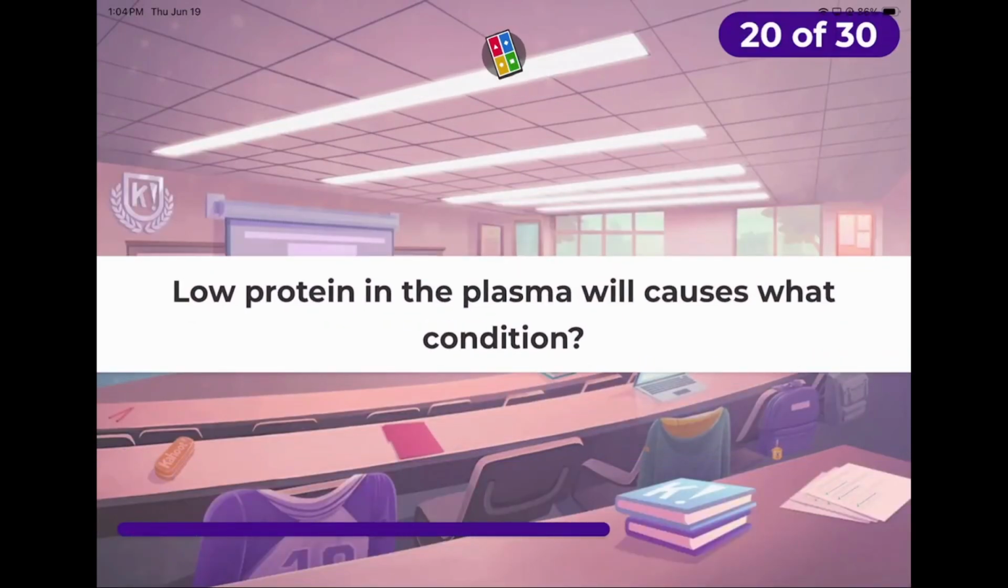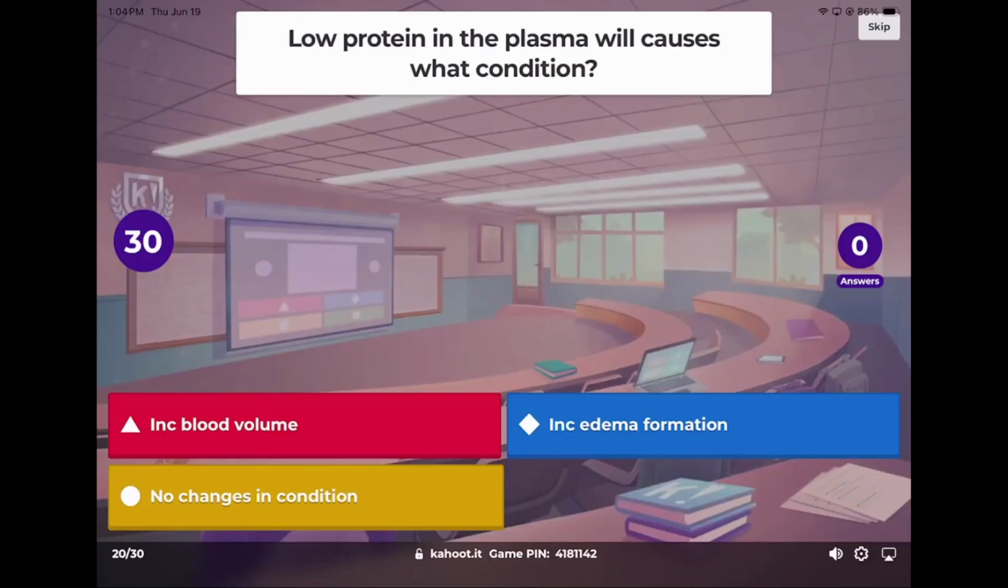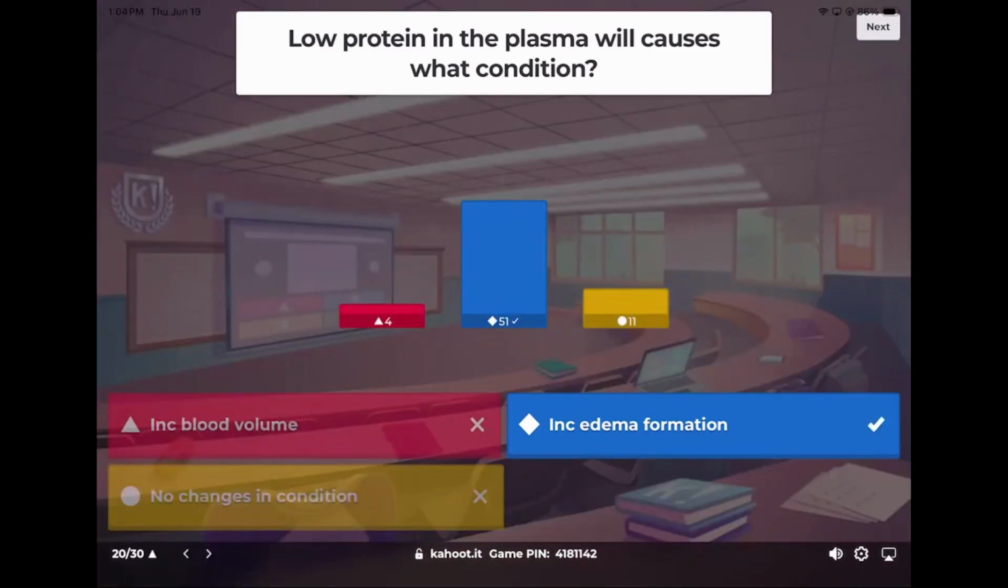Low protein in the plasma will cause what condition? So protein, what kind of pressure does protein exert? What kind of pressure? Oncotic pressure. Proteins develop the oncotic pressure. The oncotic pressure, is that the push or the suck? Suck. Okay?